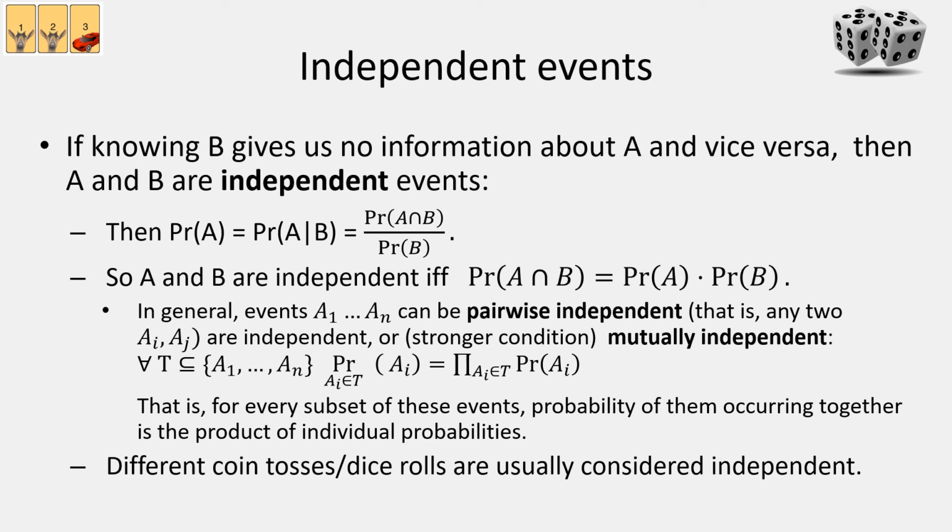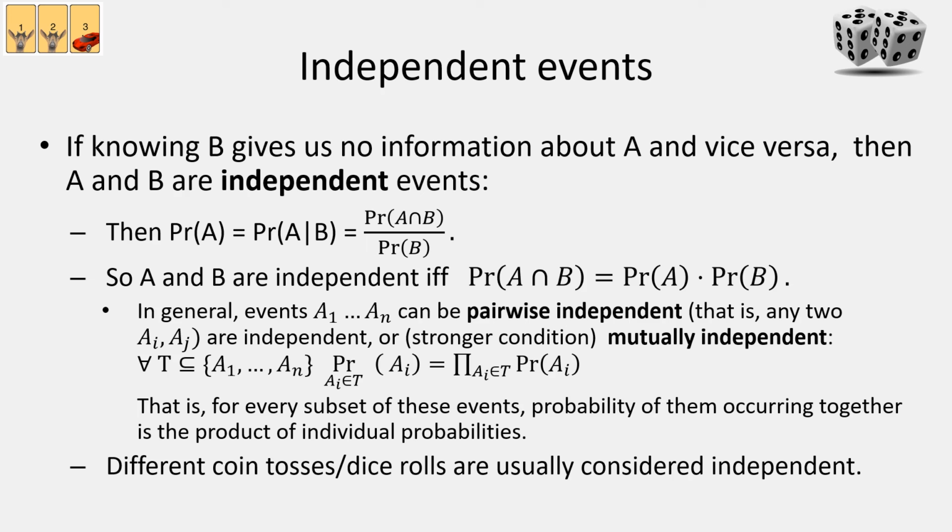And again, you could generalize it to more than two events, and there are different conditions, different ways you could talk about it, when events are pairwise independent or mutually independent. So what are examples of independent events?